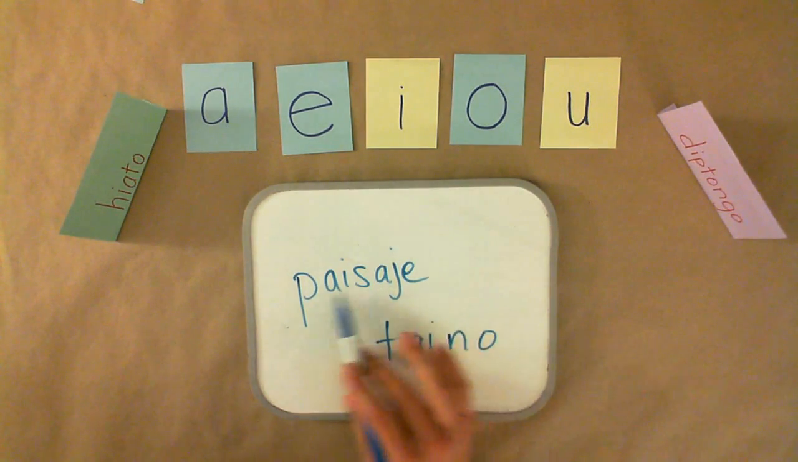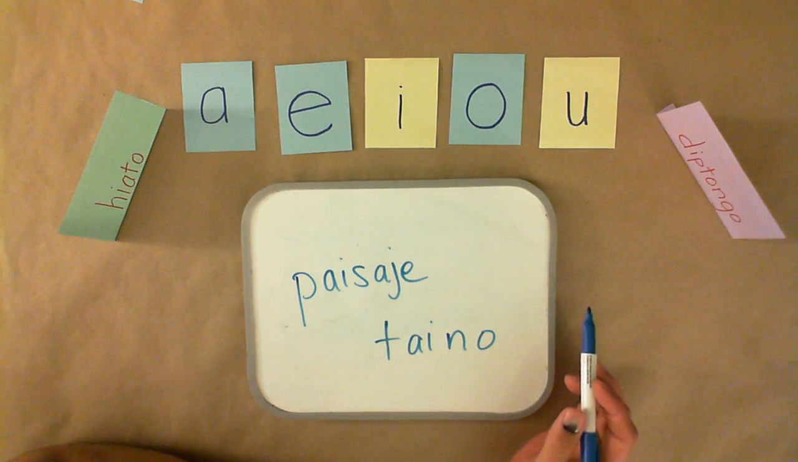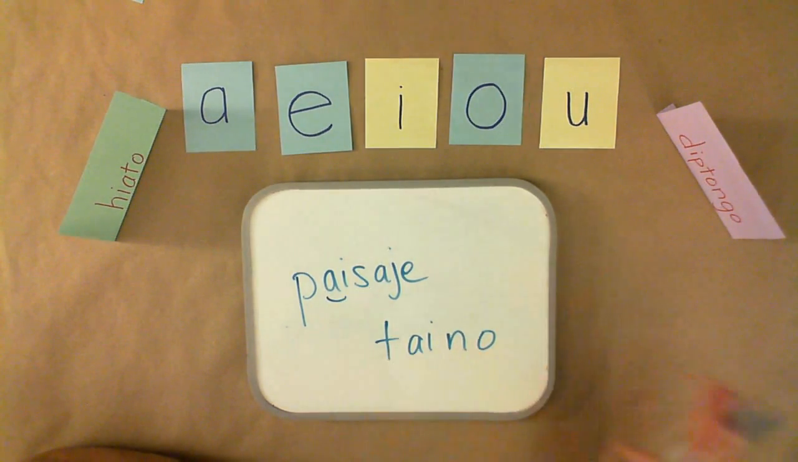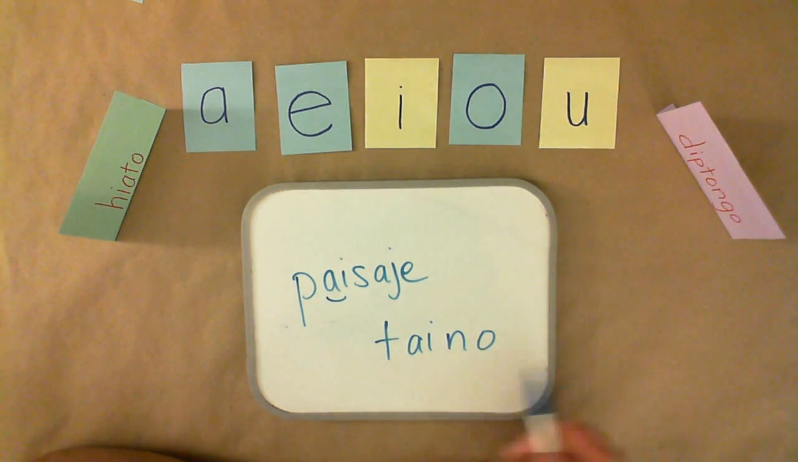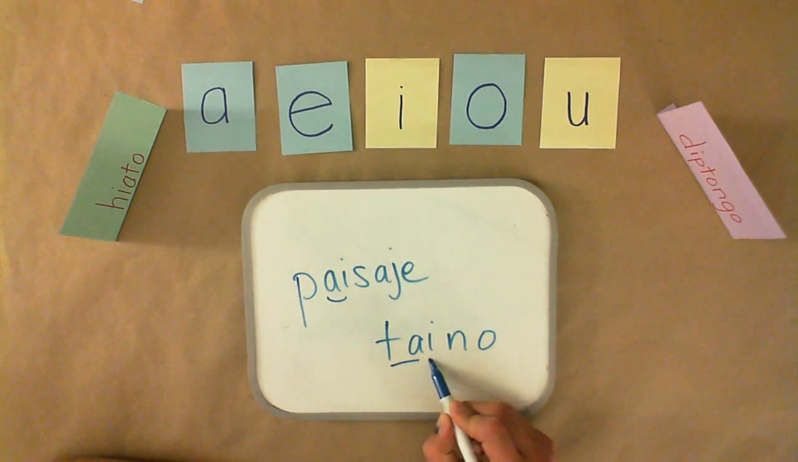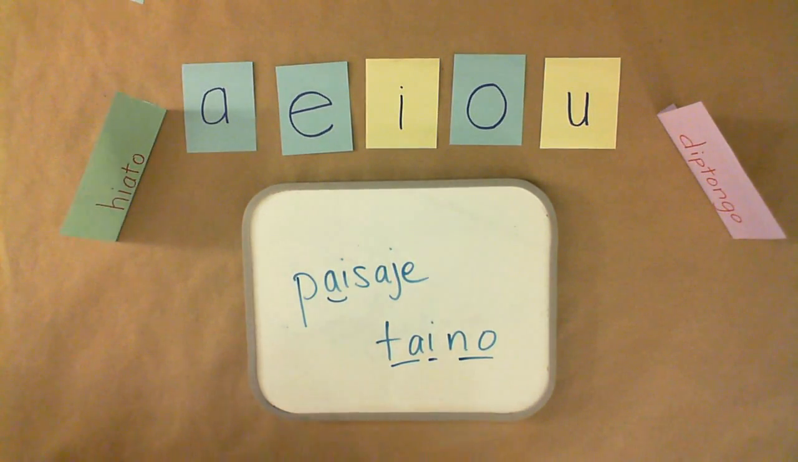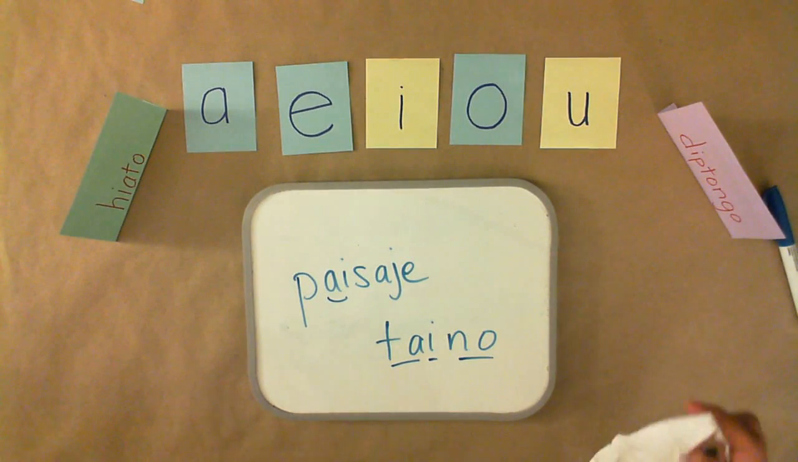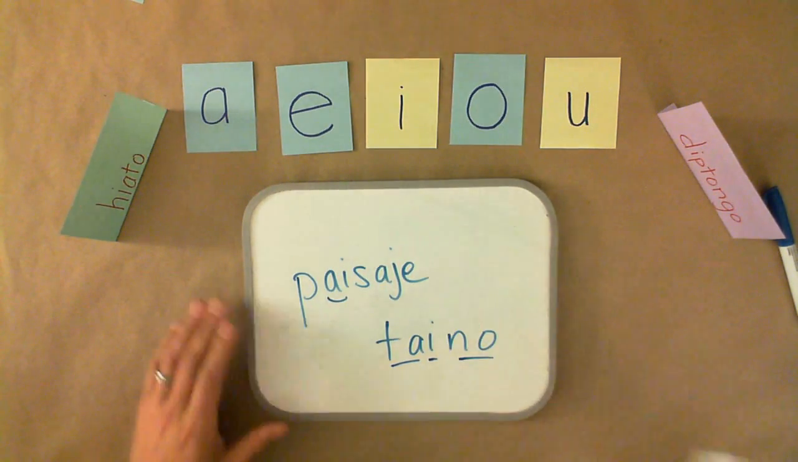Okay, so this word is paisaje. How many syllables do you hear? Paisaje. You should hear three: pai, sa, and je. And in this word, how many do you hear? Taíno. You should hear three also because taíno, and taínos were the indigenous people that lived in the area around Puerto Rico, and I think on some neighboring islands also.